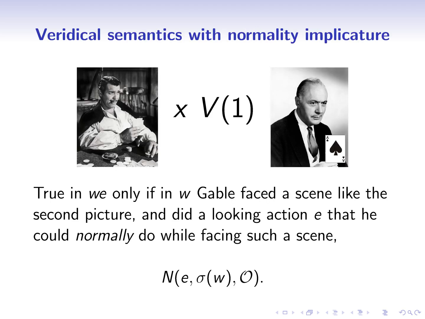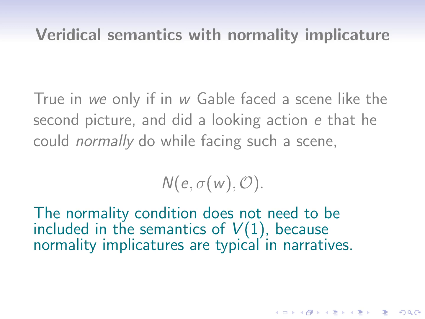This is the veridical semantics with a normality condition added. This logical form is true in world W, E, where W is a world and E is an event, only if in world W, Gable faced a scene like the second picture, and he did a looking action E that he could normally do while facing such a scene. This is the natural interpretation of the pictorial narrative. We're not going to add the normality condition to the semantics of the operator V because normality implicatures are typical in narratives, so this is just an implicature. We don't have to say it's the semantics of the extensional narrative.